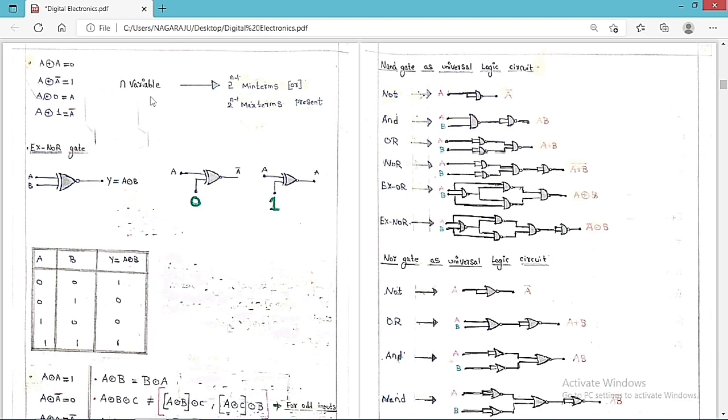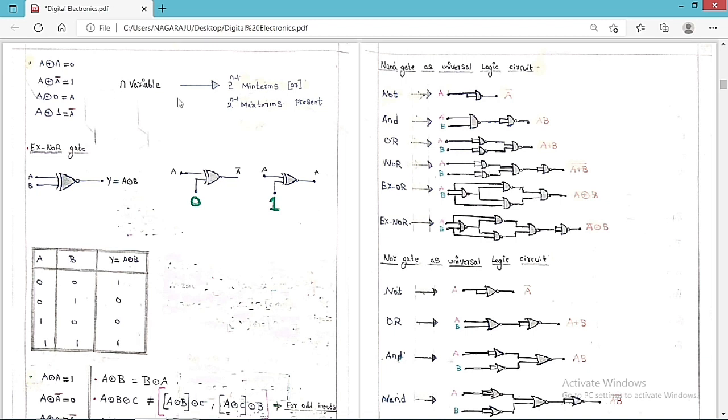So out of this 2 to the power of n combinations, only 2 to the power of n minus 1 min terms or 2 to the power of n minus 1 max terms can be present. So half of this. 2 to the power of n is the number of combinations, so half of that is 2 to the power of n by 2, which is nothing but 2 to the power of n minus 1.